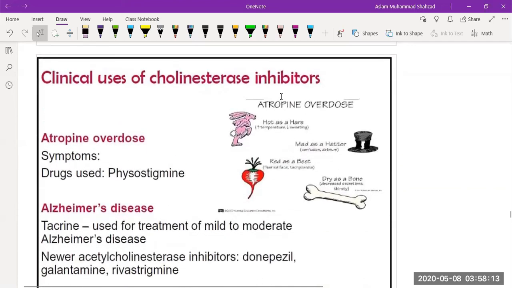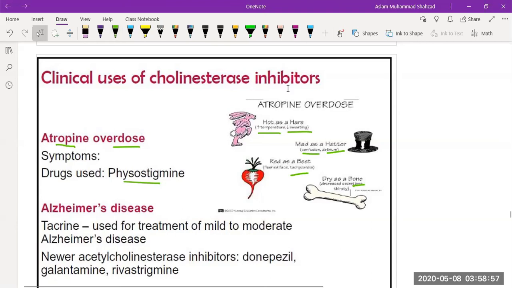The clinical uses of cholinesterase inhibitors: we can give them in case of atropine overdosage. The drug used is physostigmine, and we know that in atropine overdosage there will be an increase of temperature, decrease of sweating, confusion and delirium, tachycardia, and decrease in secretions. So cholinesterase inhibitors will be used in atropine overdosage.